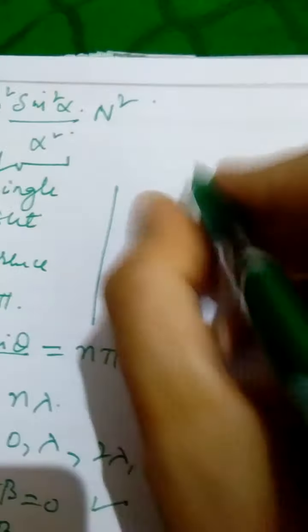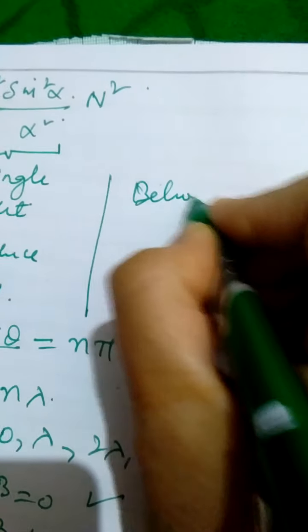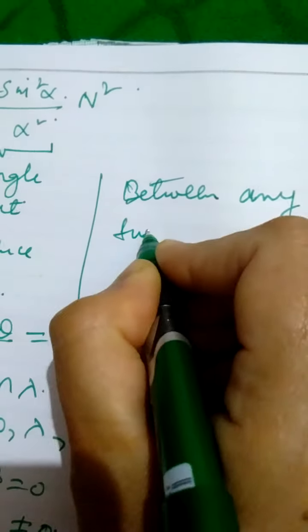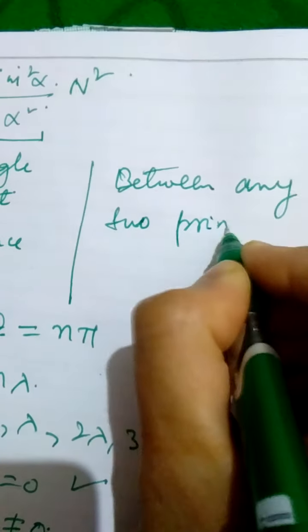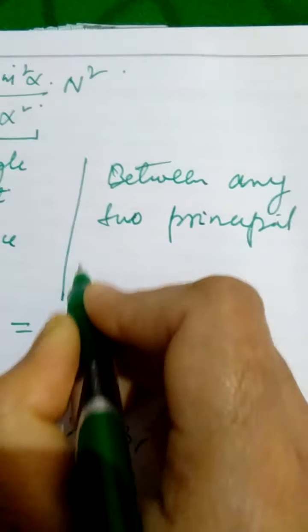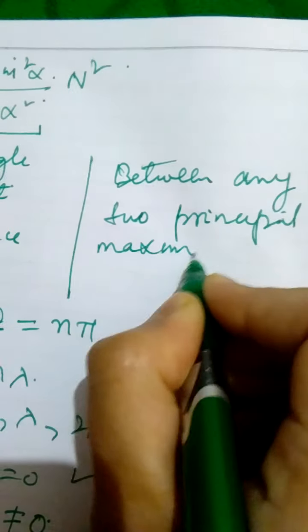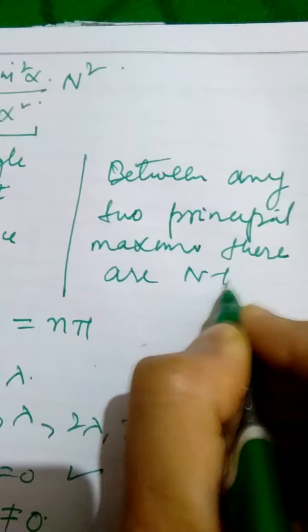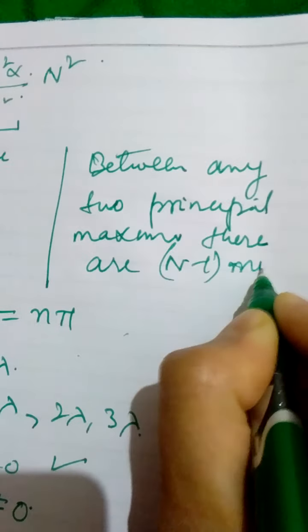So you can write that between any two principal maxima, there are N minus 1 minima. Remember it.